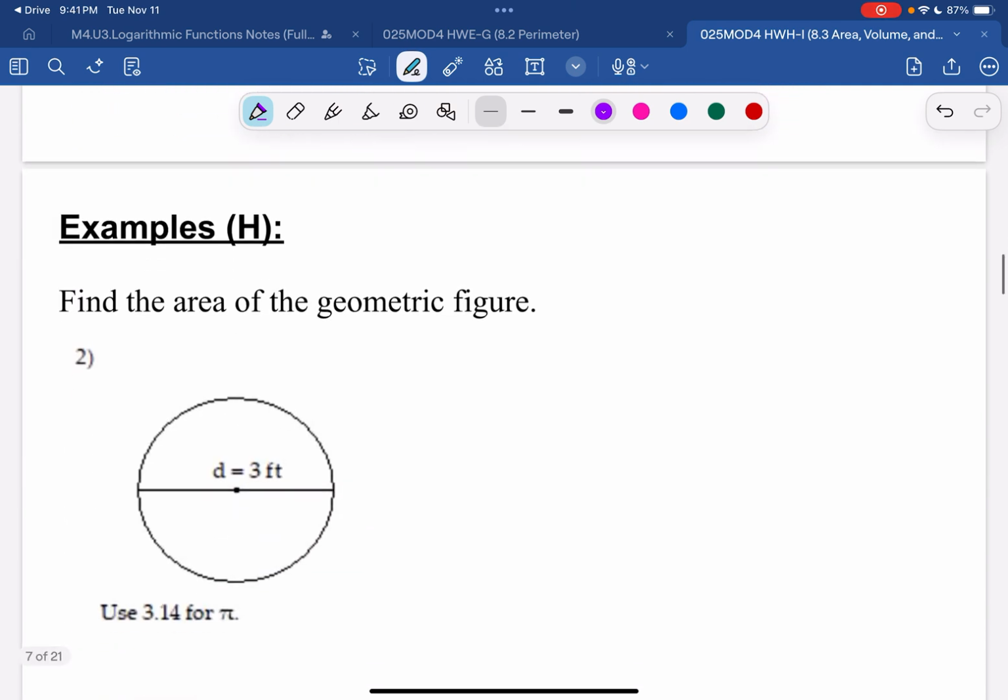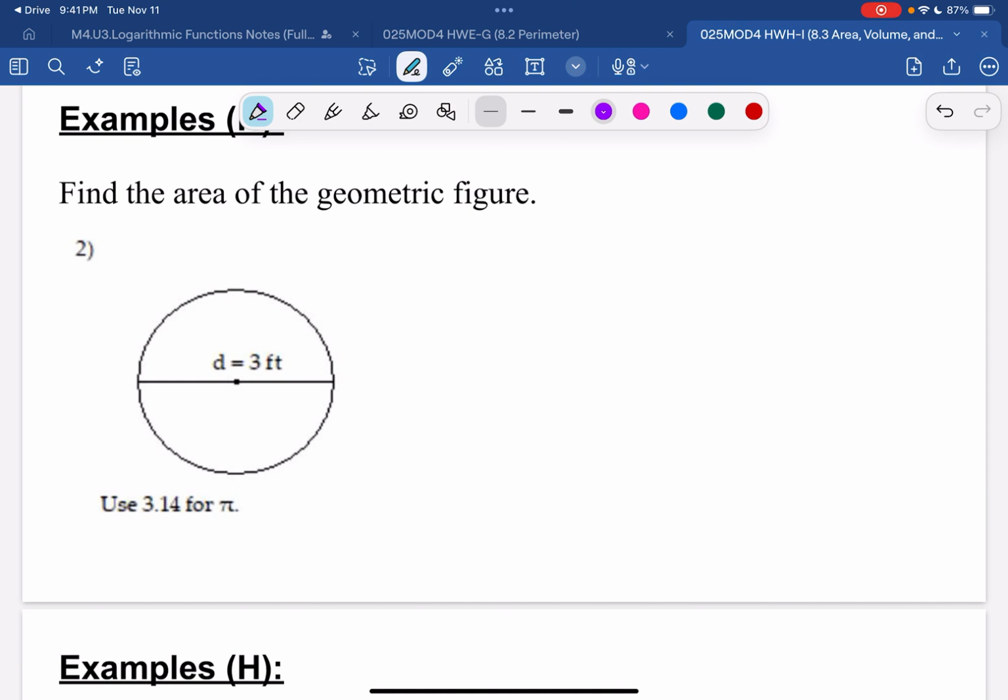Okay. Our next example, we have a circle. The area formula for a circle is going to be pi times r squared. So we need to make sure we have the radius. Remember, the radius is only halfway across. So if my diameter is 3, that means my radius is going to be half of that. Half of 3 is 1.5. So my radius is 1.5 feet. Now, it tells me to use 3.14 for pi. That means I want to use an approximation.